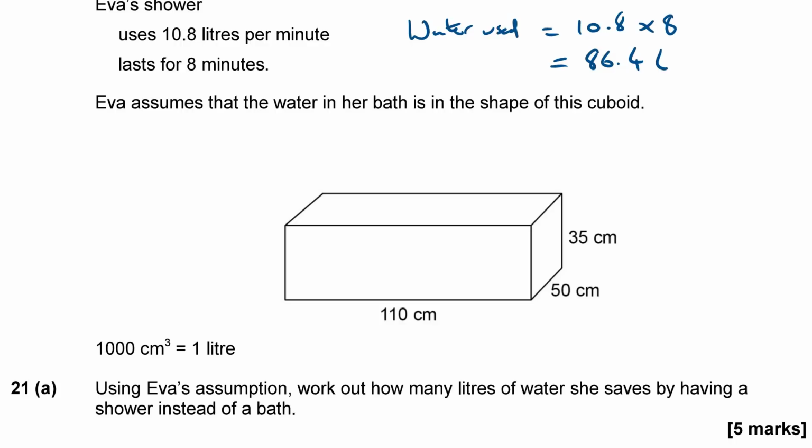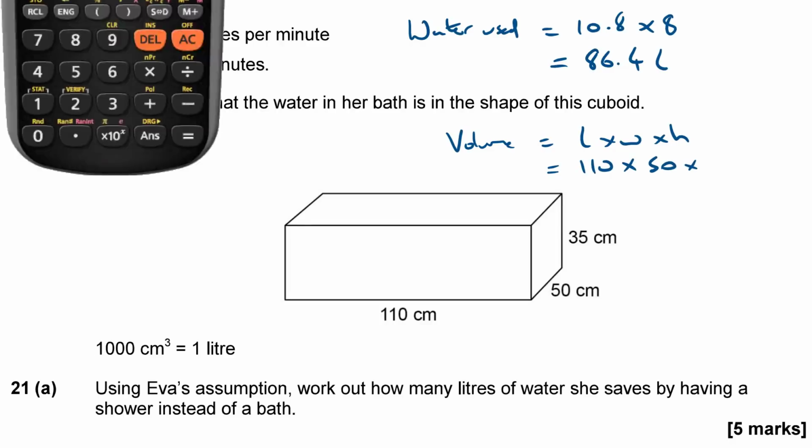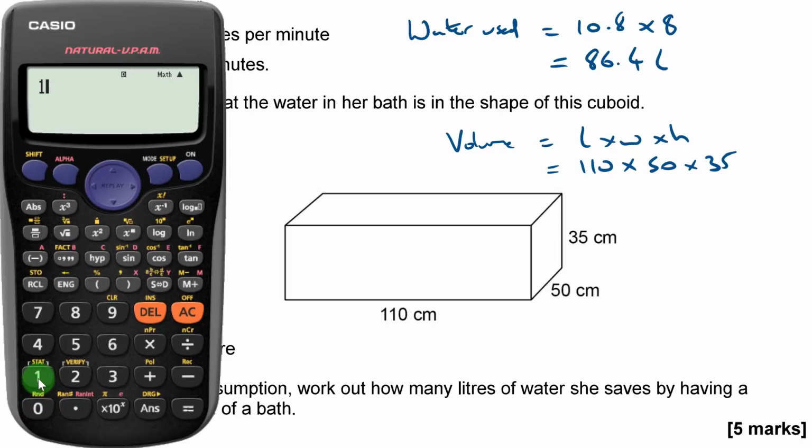So she's assumed that the bath is a cuboid with those dimensions. So then the volume of this cuboid is going to be those 3 measurements multiplied together, isn't it? Length times width times height is the volume of a cuboid. So let's multiply those together. 110 times 50 times 35. What does that come to?